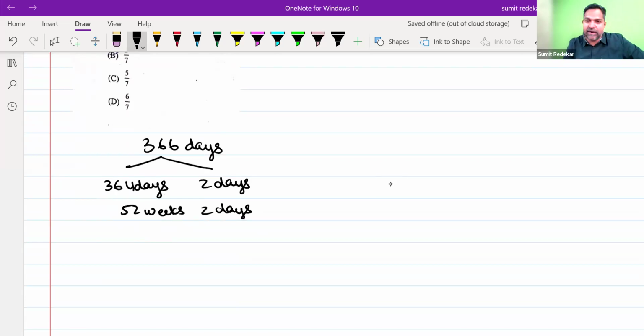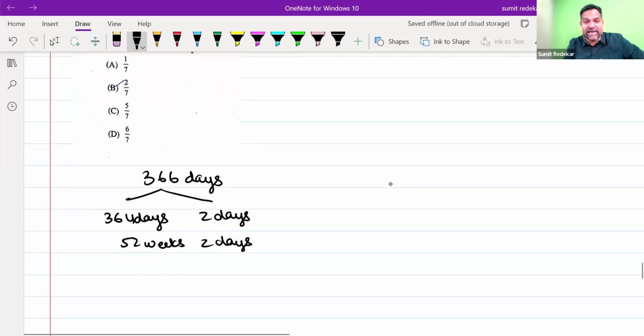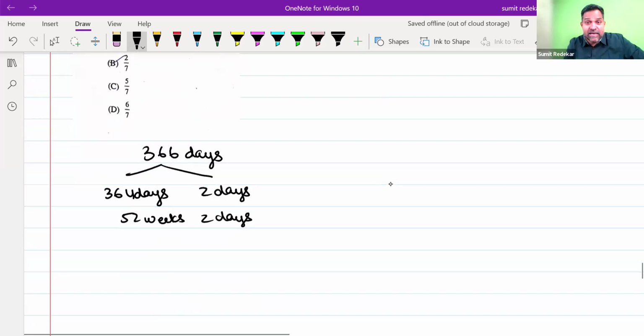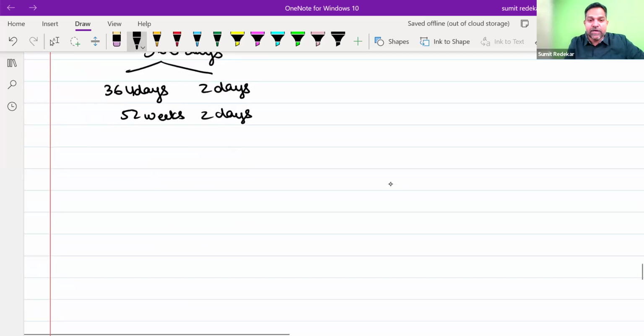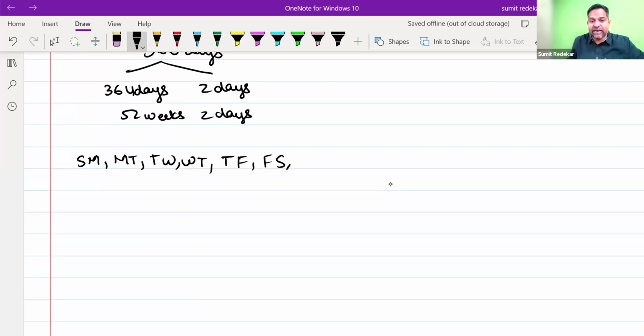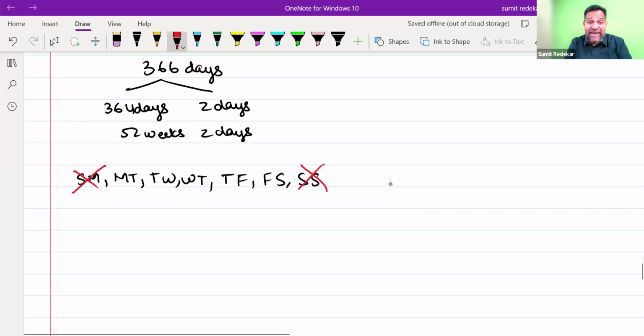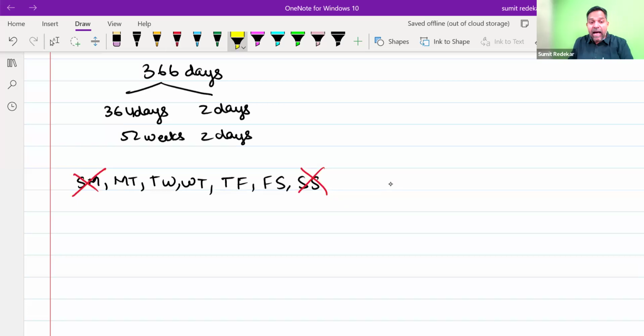I don't want more Sundays. I want exactly and exactly 52. In that case, I need to make sure these two cannot be Sundays. So the 2-day combination, which is Sunday, Monday; Monday, Tuesday; Tuesday, Wednesday; Wednesday, Thursday; Thursday, Friday; Friday, Saturday; Saturday, Sunday, should not be Saturday, Sunday, and Sunday, Monday. Because if that happens, I might get more than 52 Sundays.